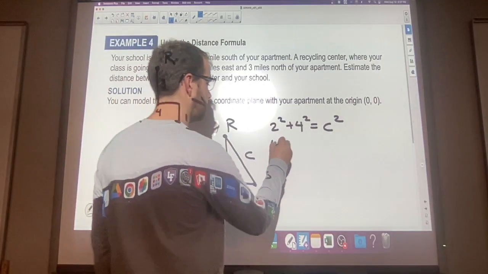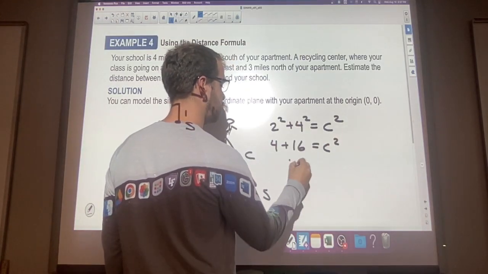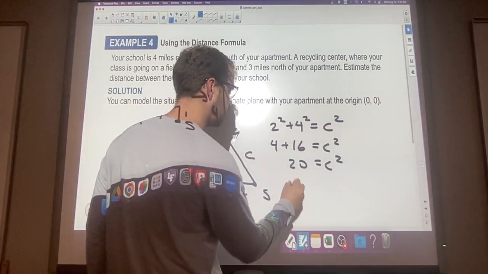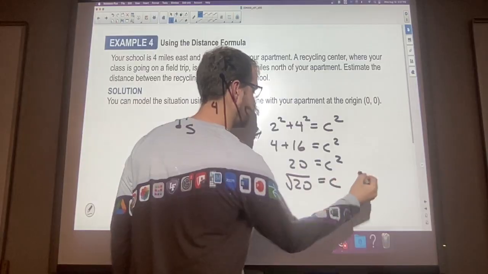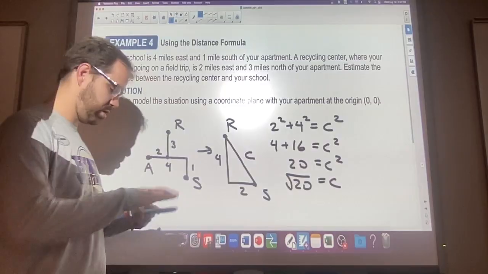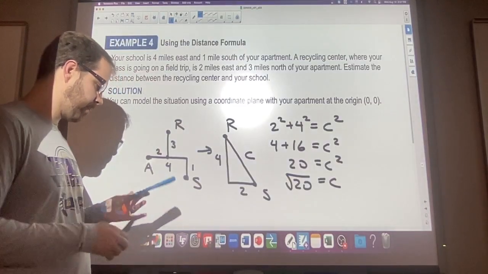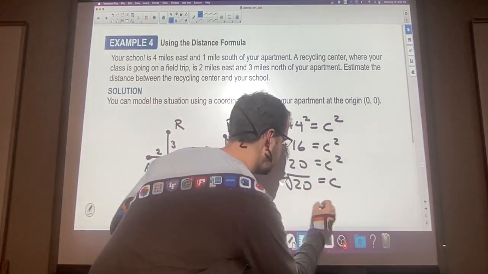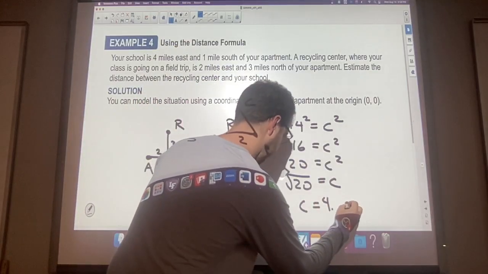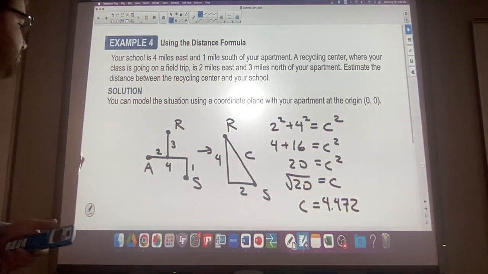All right, so we get 4 plus 16 equals c squared, and we get 20 equals c squared. We take the square root of both sides, so we get the square root of 20 equals c. And I need my calculator to get a decimal because that is not a perfect square. That's not going to come out nice. And we get c equals, or our distance, I should say, is 4.472 miles. Are we talking about miles? Yep.